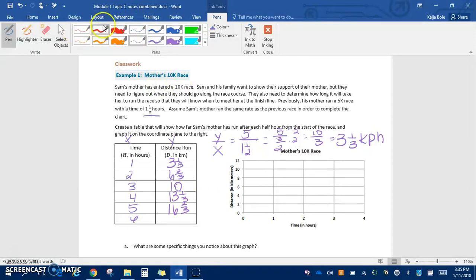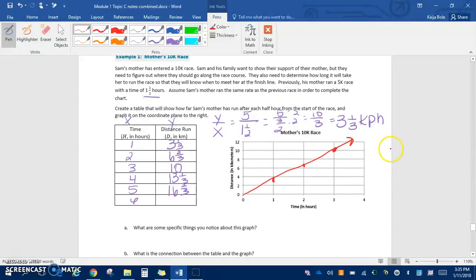So now we need to plot the points on the graph. So our first one is going to be at 1 hour. It was 3 1/3, which is going to be somewhere around here in between 2 and 4. After 2 hours, it was 6 2/3, so just above the 6 then. After 3 hours, it was 10. And then that's the last one we'll be able to fit on there, so we'll connect our points and draw an arrow that shows that it goes on forever. Alright, so our equation for this then would be y equals 3 1/3 x.